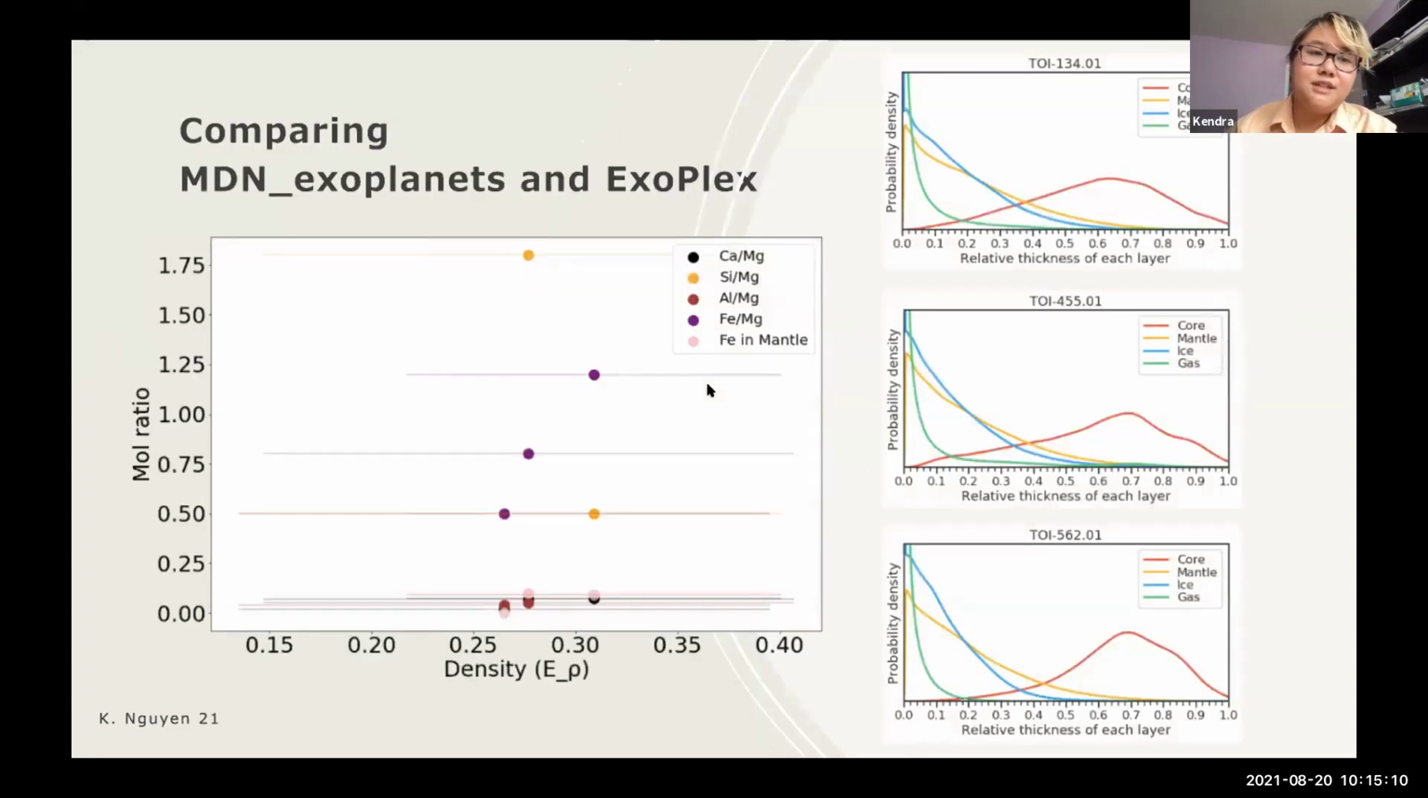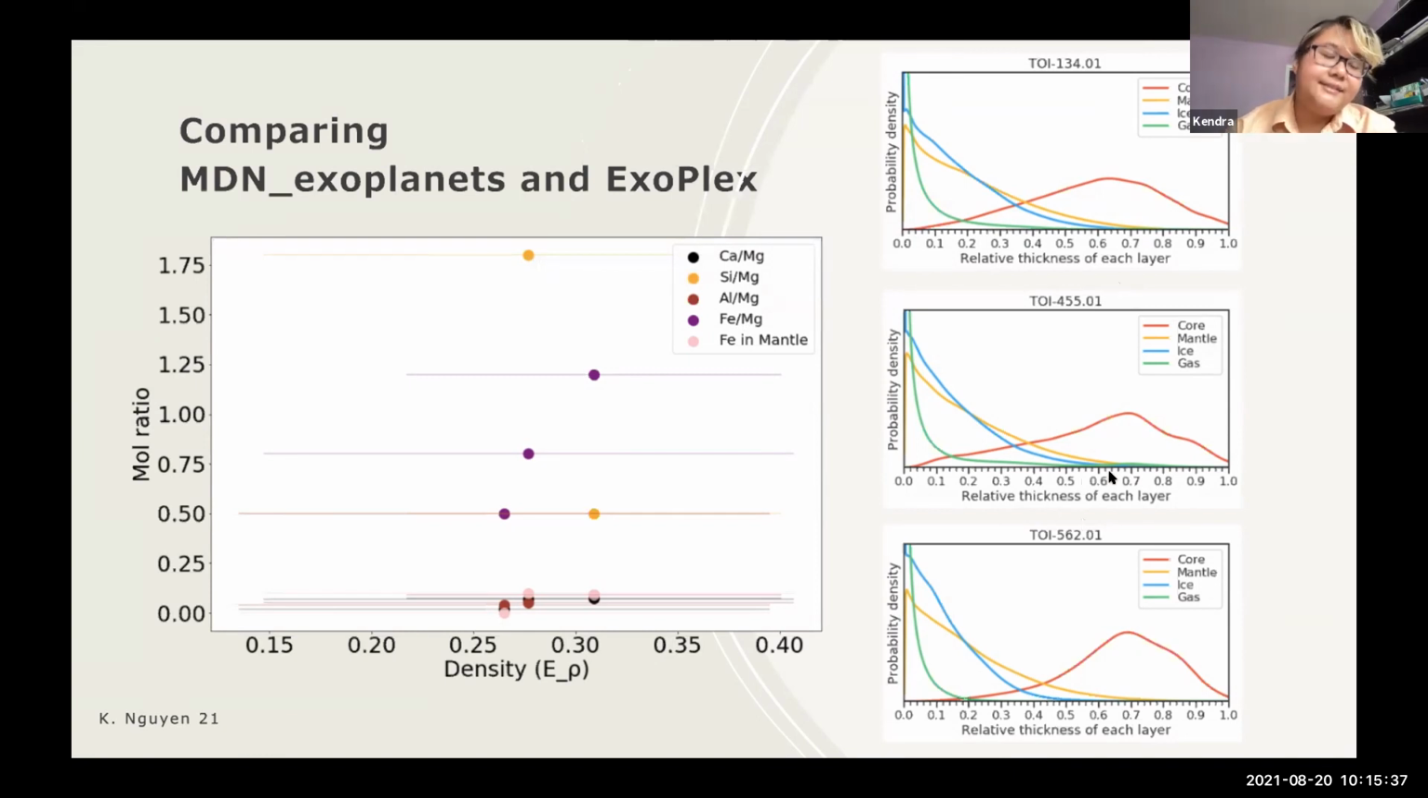What we did want to do once we had the MDN and Exoplex results is compare them to see if there were any trends between the two graphs. So we have a graph I made summarizing the Exoplex results here, and the graphs from the MDN exoplanets results on the right. You can see that all these graphs so far are from the greater than 0.5 core thickness category.